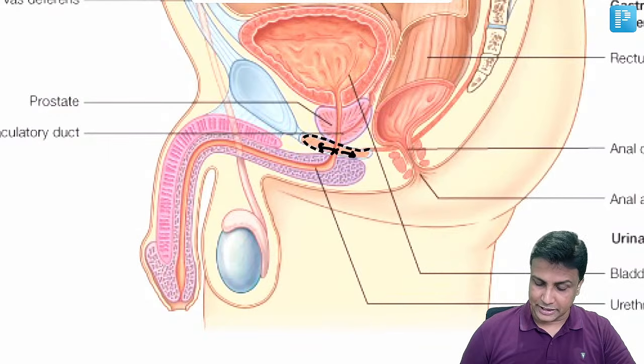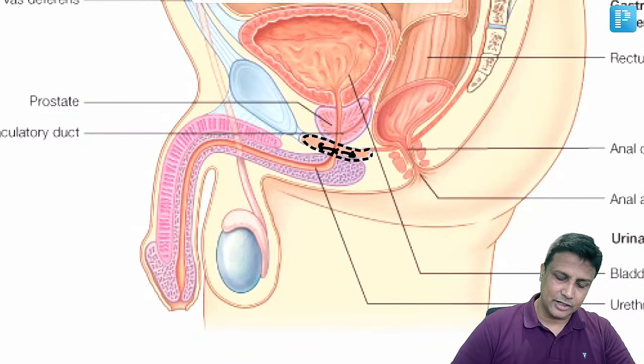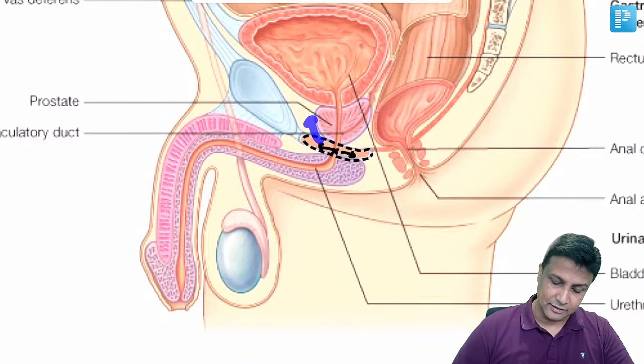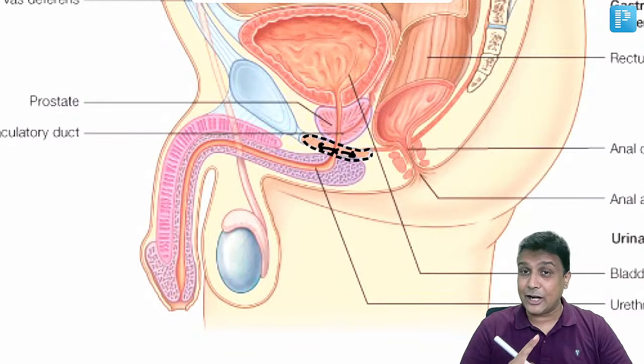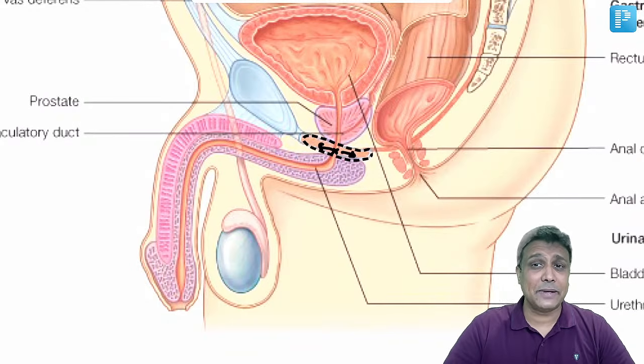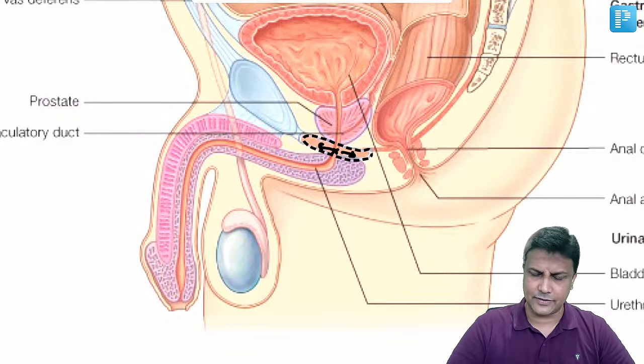So this one here will be the deep perineal pouch. And from here, the urine can also go into this space here. And this space surrounding the neck of the urinary bladder is nothing but the space of Retzius. Space of Retzius, fine.